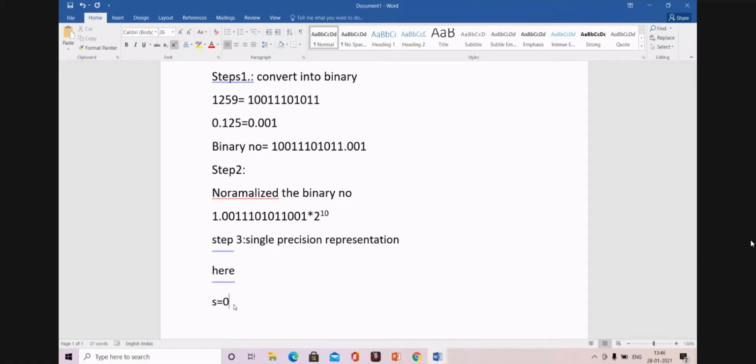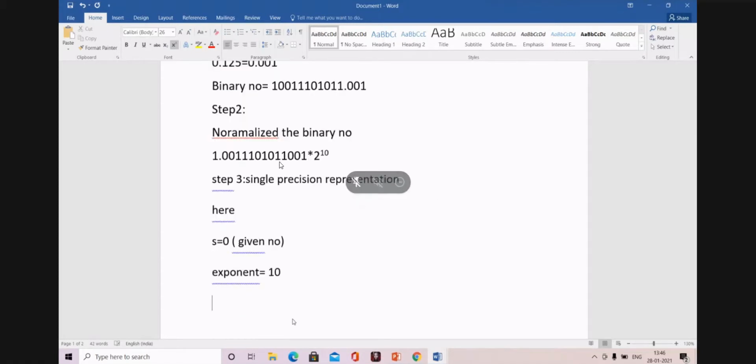So it will be 0. Why is it 0? It is because of the given number. Don't get confused with the normalized one. So the sign of 0 comes from the given question. And then the exponent. What will the exponent be? The exponent is basically your 10, right?